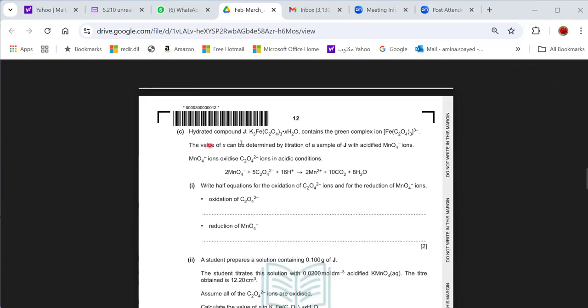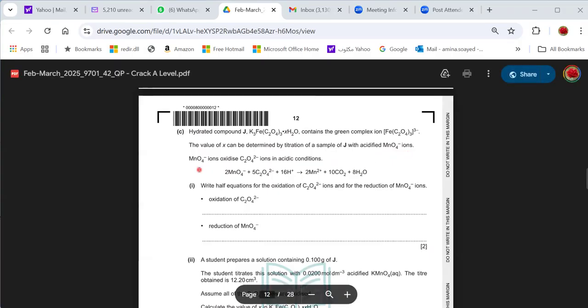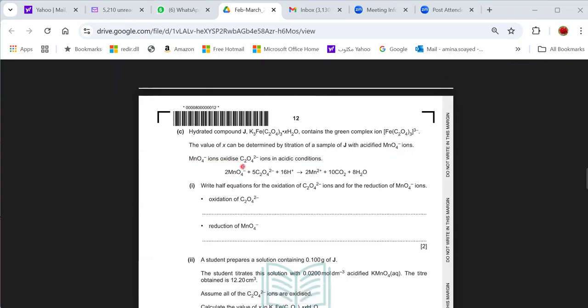Now, they said that hydrated compound J, K3[Fe(C2O4)3]·xH2O, contains the green complex [Fe(C2O4)3]3-. The value of x can be determined by titration of a sample of J with acidified potassium manganate(VII) ions. Manganate ions oxidize the ethanedioate ions in acidic conditions according to this equation. Write half equations for the oxidation of the ethanedioate ions and for the reduction of the manganate ions.